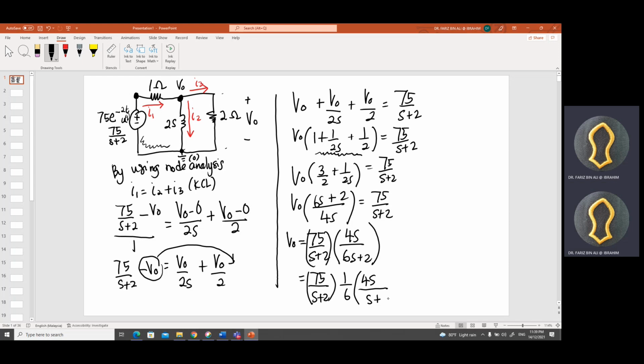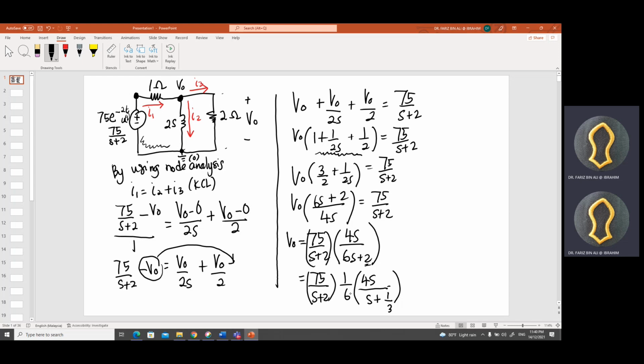What is it going to be? 1 over 3, isn't it? Because if you multiply again with 1 over 6, then here you have 6 over 3, which is 2. So S plus 6 over 3 will be 2. I think this is correct because I take out 1 over 6.